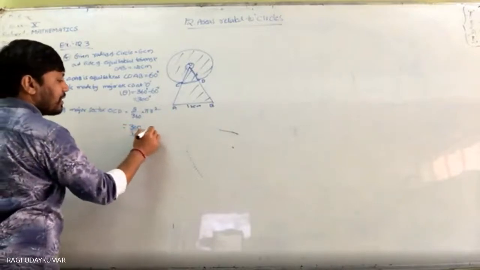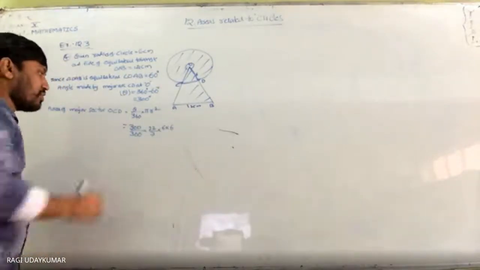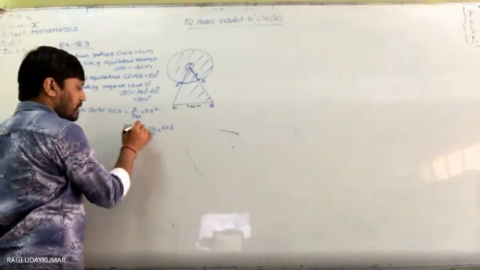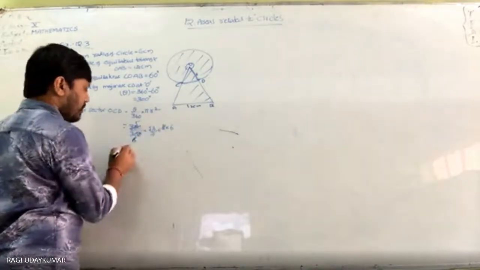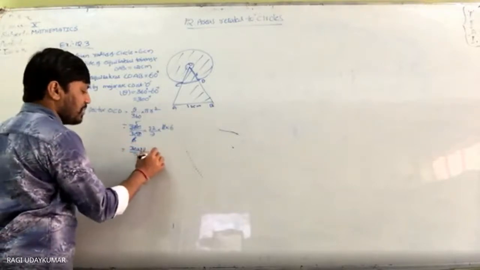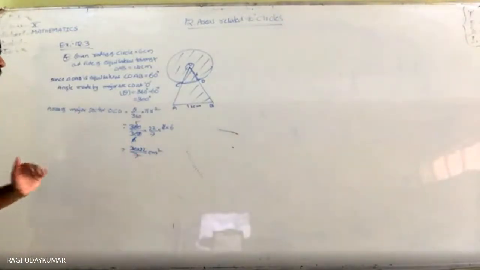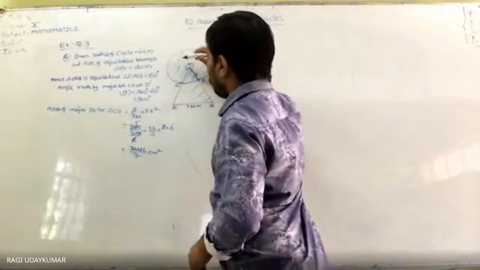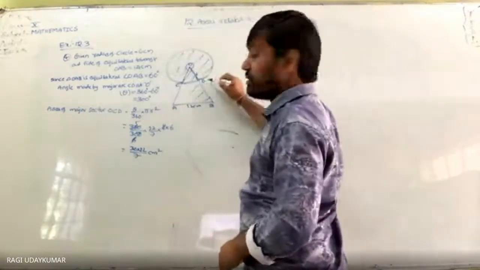Do you know where the 300 came from? Radius is given to you, 6 into 6. Simplify this. 6 sixes are 36, 6 fives are 30, cancelled. And 5 is 30 into 22 by 7 centimeters square. What to do here for this? Keep this aside. And what did we find here? This area we found here, this major sector, this major sector area.